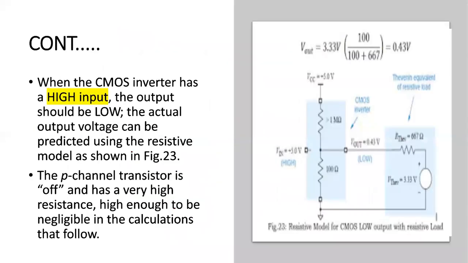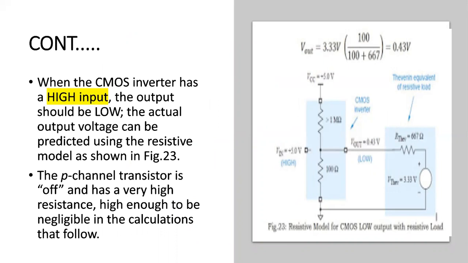Let's see. For the inverter, I am giving the high input. What happens if you give the high input? The output will be low. That means if you give 5 volts here, the output must be 0 volts.